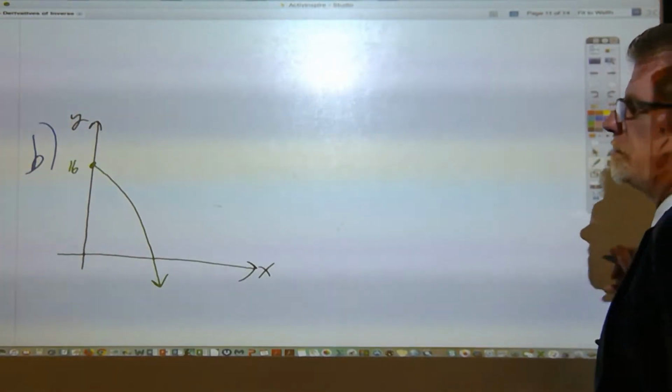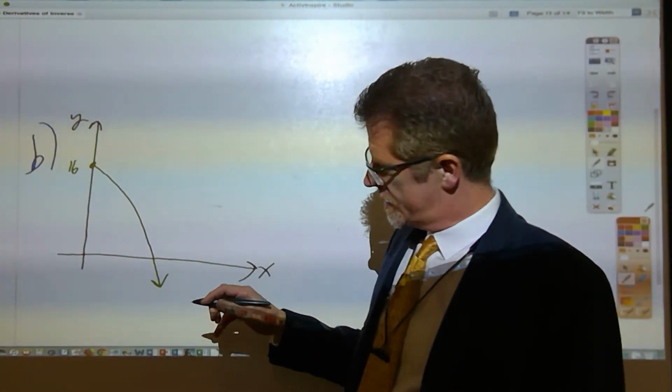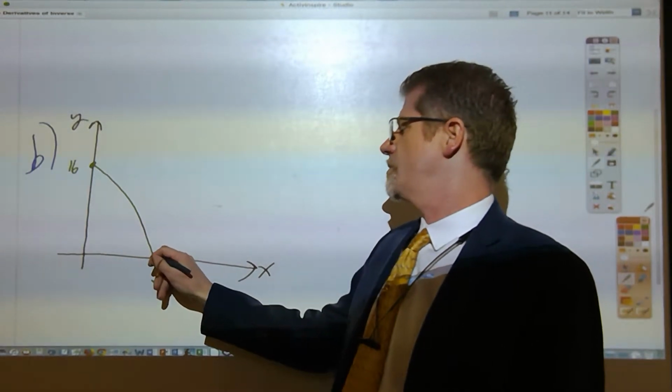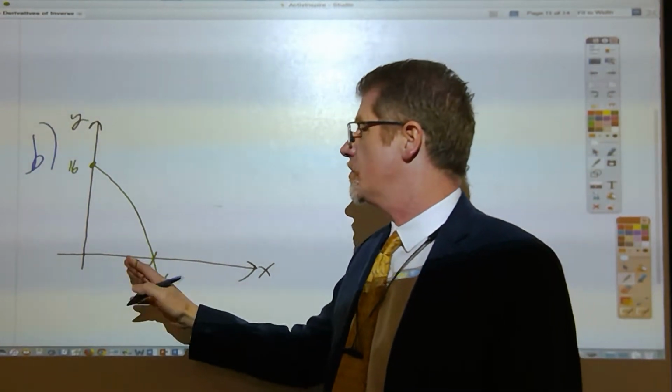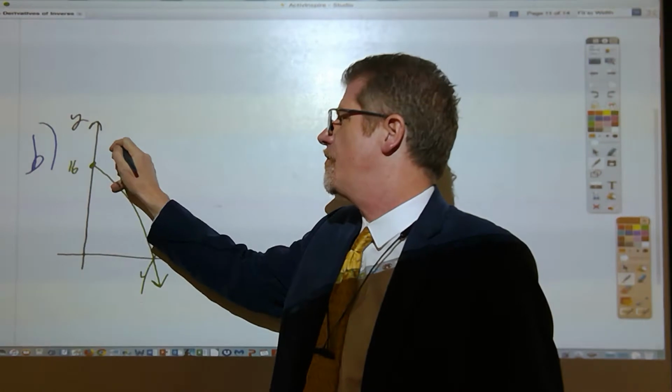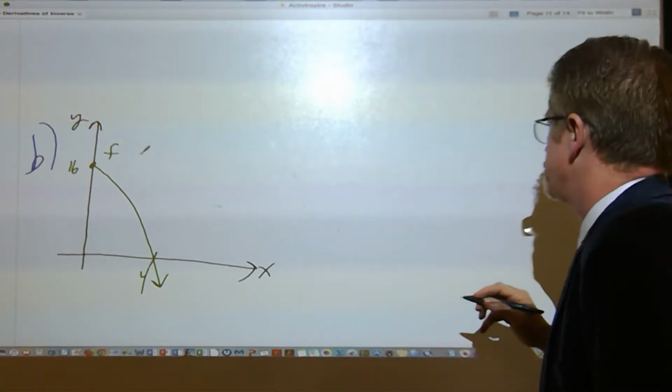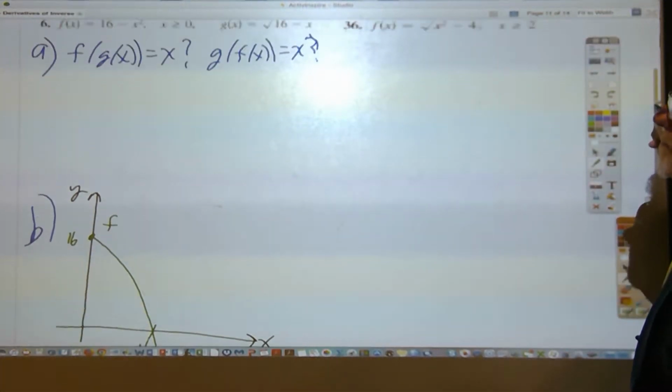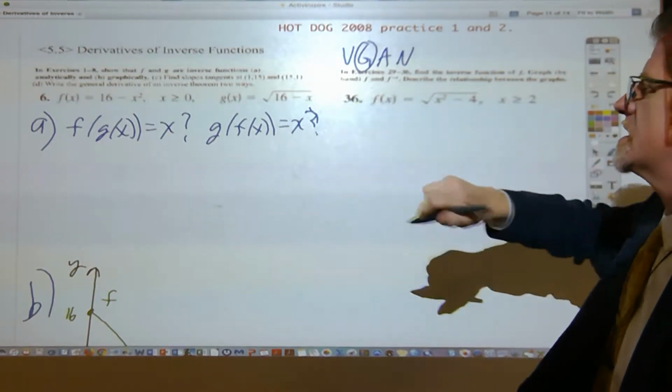And this half parabola, since 16 minus x squared, 4 squared is 16, so the x-intercept must be 4. Okay, so that's the graph of f. And the graph of g is the square root of 16 minus x.